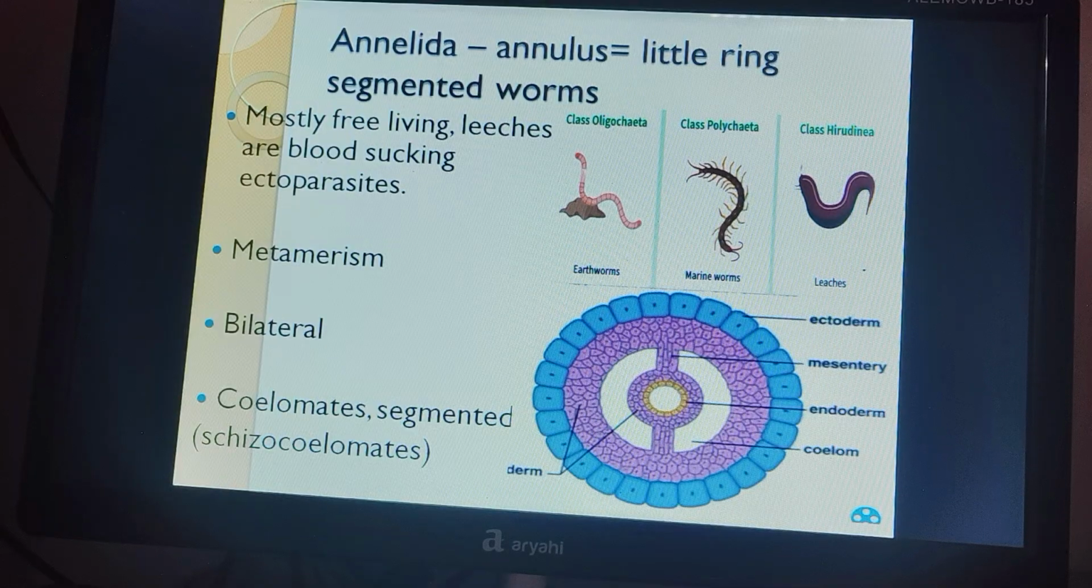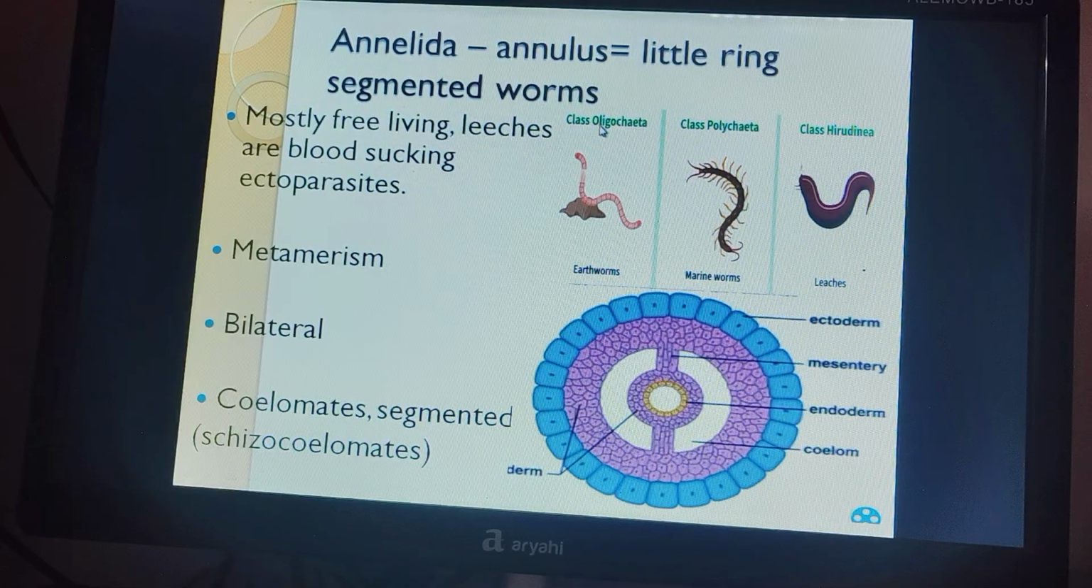And coming to the habitats, most of them are free living animals, but leeches are blood sucking parasites. They are ectoparasites, not endoparasites. That means they will live outside the body and they will suck the blood of animals and even humans, right? So most of them are free living, like the earthworm, right?